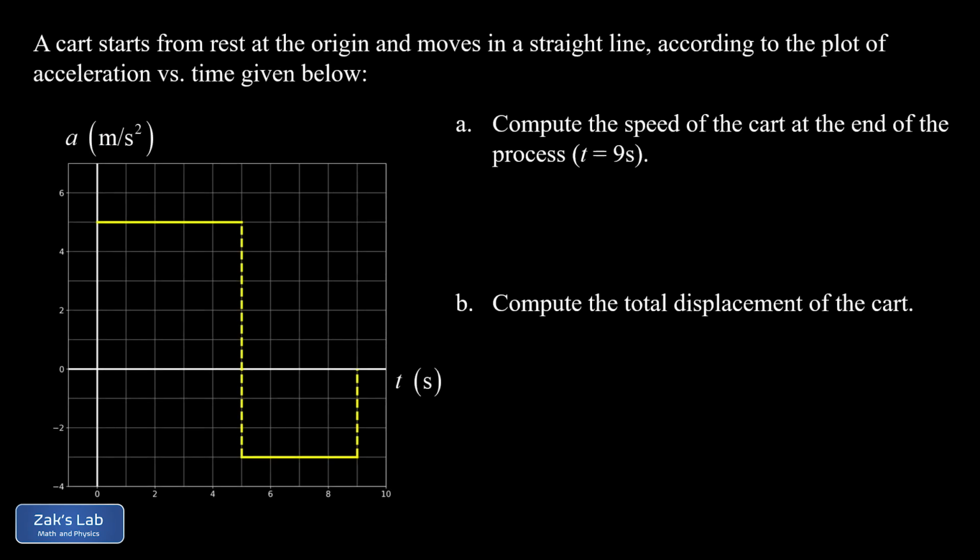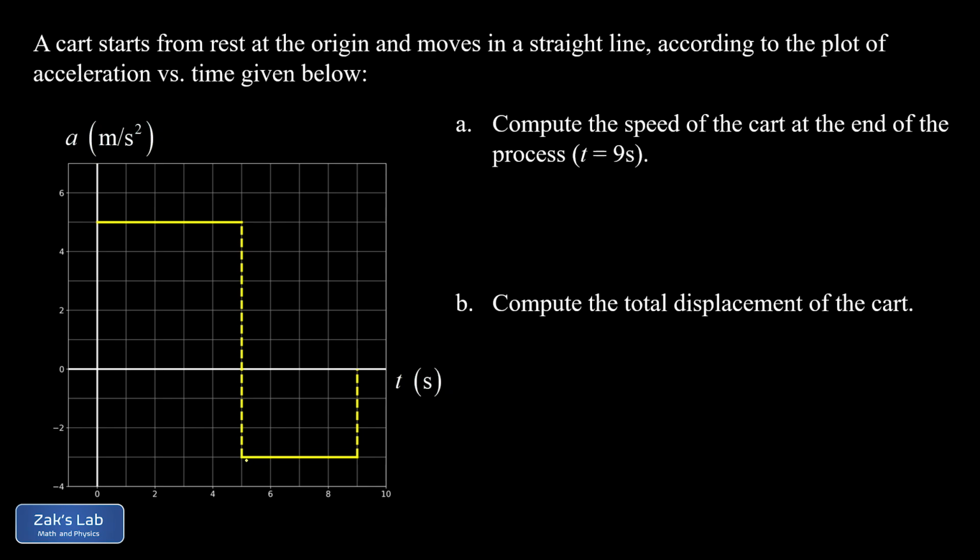In this kinematics problem, we're given an acceleration time graph for a cart that we're told starts from rest at the origin, meaning the initial speed is 0 and it starts at an x-coordinate of 0. Now the car moves in a straight line according to this acceleration time plot, where we can see for the first 5 seconds, the acceleration is 5 meters per second squared, and then it suddenly switches to decelerating.